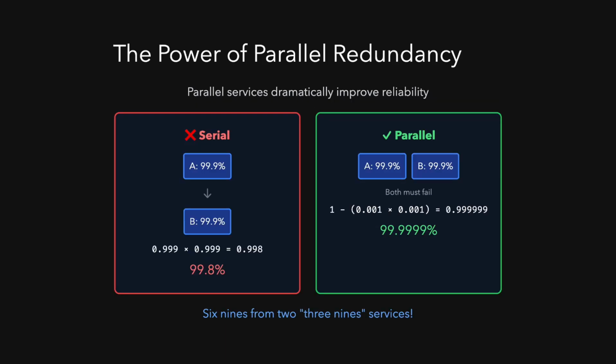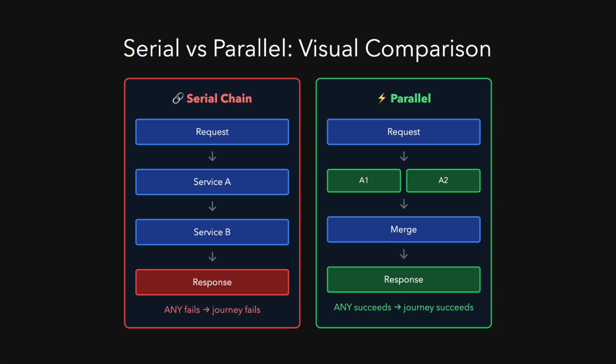Important nuance: this serial dependency math assumes all services must succeed. But if you have parallel redundancy or fallback mechanisms, the math changes dramatically in your favor. For example, imagine you have 2 parallel payment processors instead of 1. So 6 nines from 2 3-9 services. This is the power of redundancy. So when architecting for high reliability, minimize serial dependencies and maximize parallel redundancy where possible.